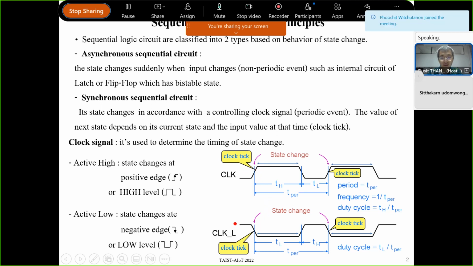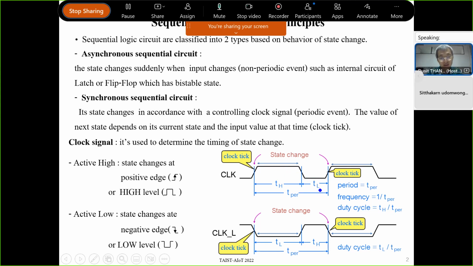But if the state changes when clock changes from high to low, or at negative edge, this kind of state machine is called active low clock. And clock is high, low, high, right? Actually, you can just focus on only the edge, for example, only positive edge. You need not consider logic high level or logic low level.